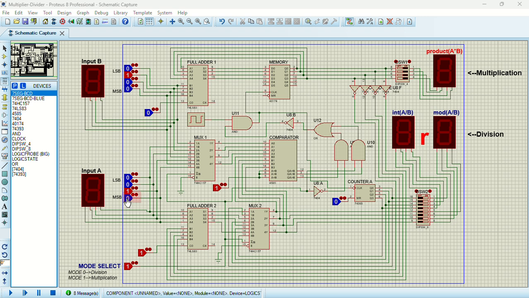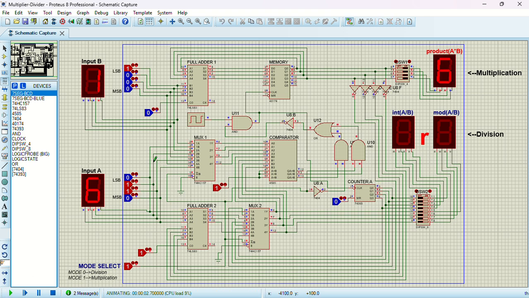Here I have 0, 1, 0, 0, which is 4, and here I have 0, 0, 1, 0, which is 2. So 4 times 2 should give me 8, right? Let's run it. As you can see, I have 8. Let me try another example. Here I have 1, and here I have 6. So 6 times 1 should give me 6, right? As you can see, I have 6.